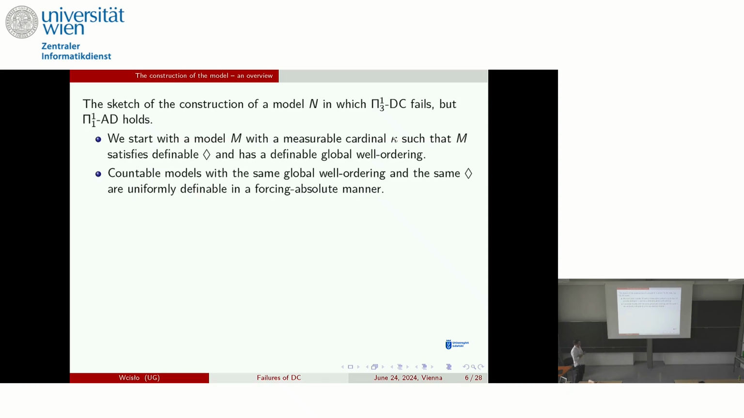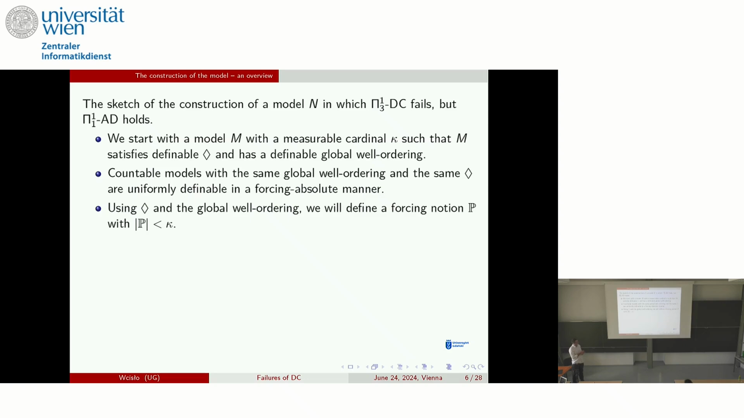As I said, you have some arbitrary condensation that's awkward to spell out abstractly. So countable models: you have some kind of definable class of countable models, which have the same global well ordering, the same diamond, and are uniformly definable in a forcing absolute manner.